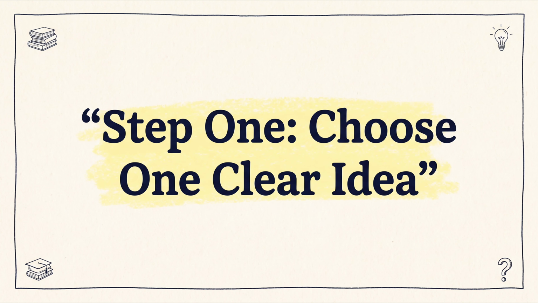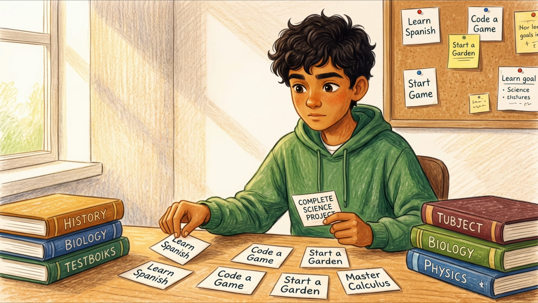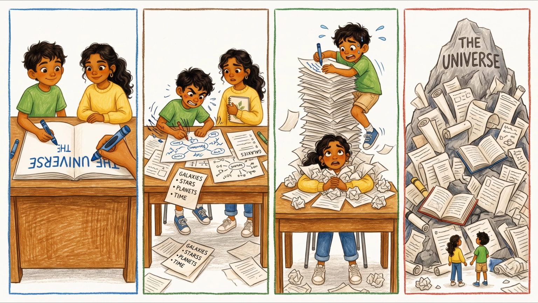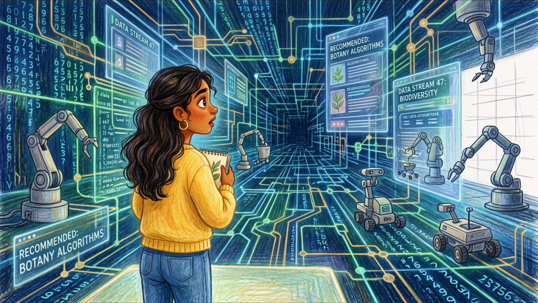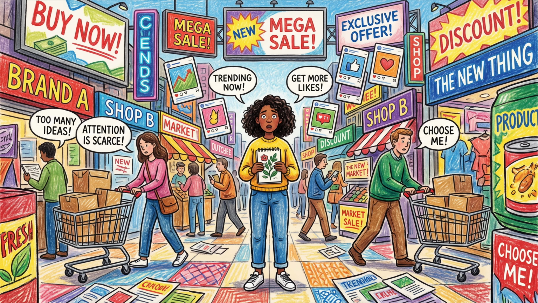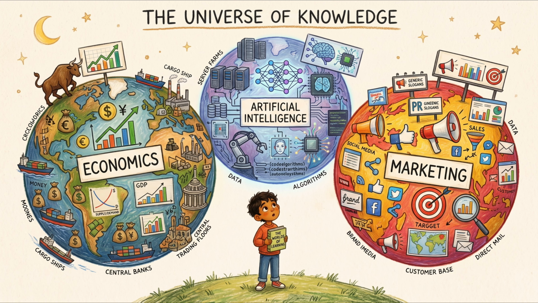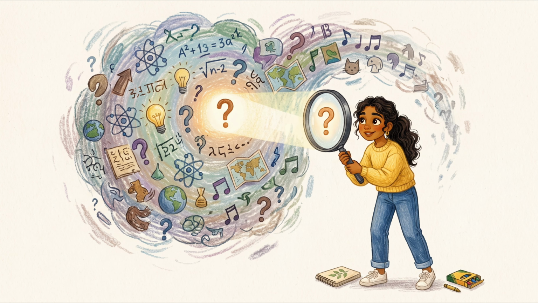Step 1. Choose one clear idea. The first step is to choose what you want to understand. This sounds easy, but many people choose a topic that is far too large. They write, "I want to understand economics," or "I want to understand artificial intelligence," or "I want to understand marketing." But these are not single ideas, they are entire worlds. Instead, choose one clear question.